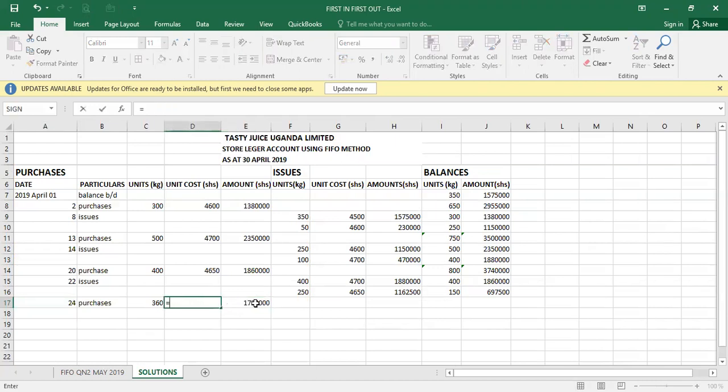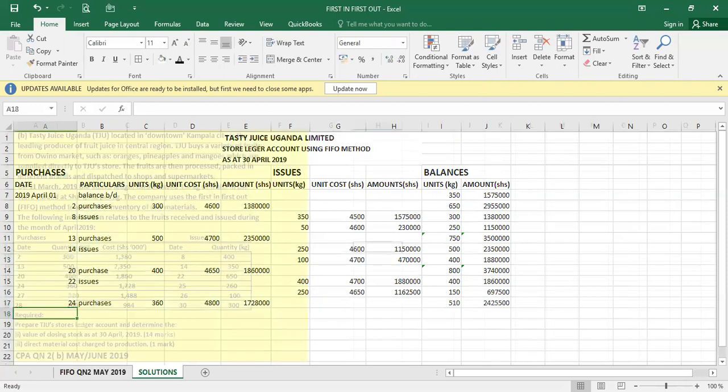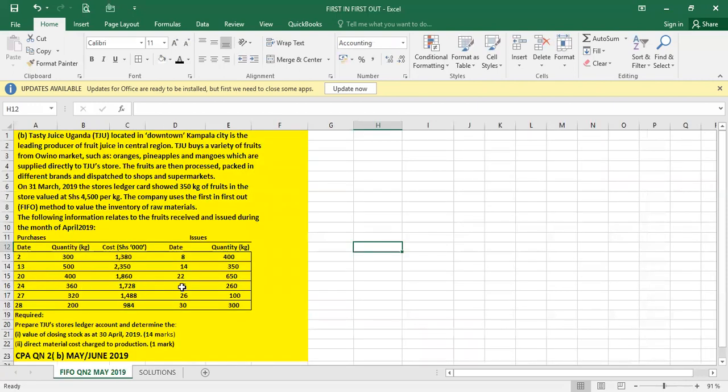It will be cost, this divided by this. So adjust our balances. It will be cost, this plus this, the number of units we have purchased. We have to increase our stock value plus this. So that one will be done. We go to the next one that happened on 25th.